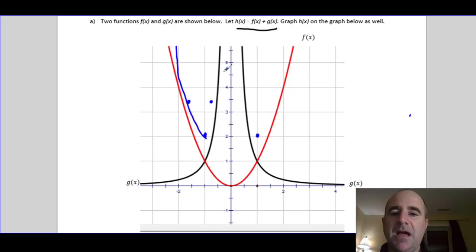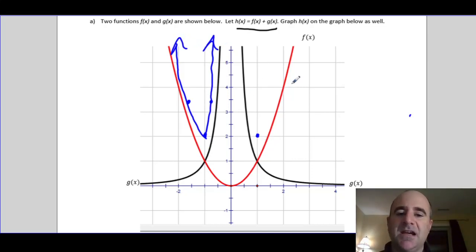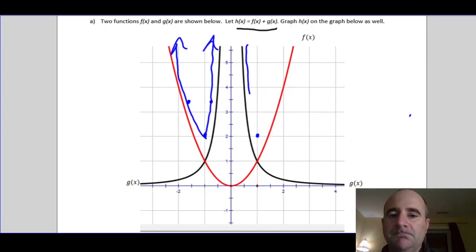And then again, now the black part takes over and the red becomes smaller. So we end up being above the black like this. Move to the other part of the graph, and it's basically the exact same picture. We end up getting the exact same thing.